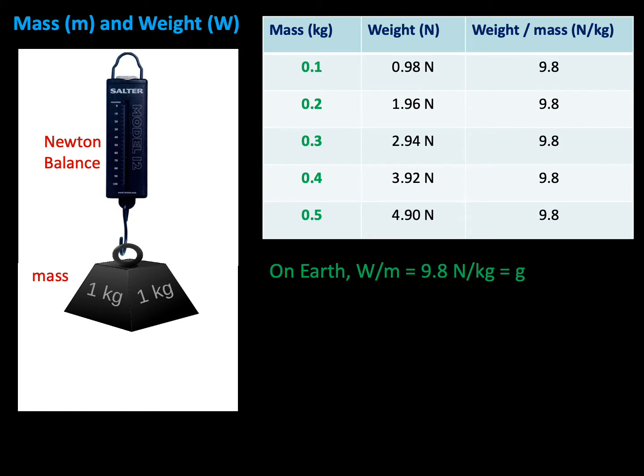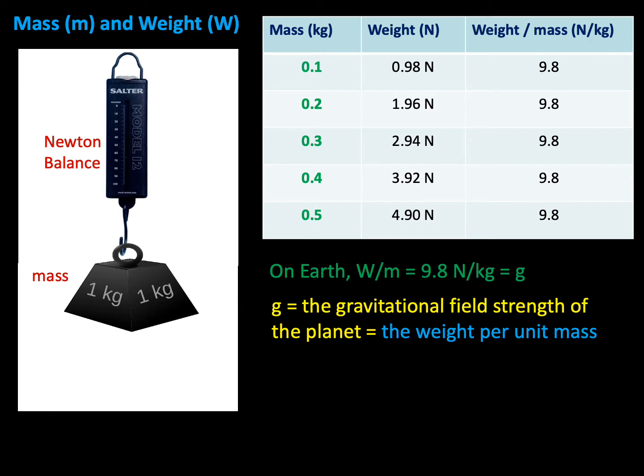And so we give it this symbol g, where g is the gravitational field strength of the planet, in this case Earth. To define it, you could call it the weight per unit mass, and it's worth memorising that phrase in blue. It's often asked in exams. So W over m equals g, and we can rearrange that to get W equals mg. That's the form the equation is most often written in. It's called the weight equation, and that's the version you'll find in the SQA equation lists.